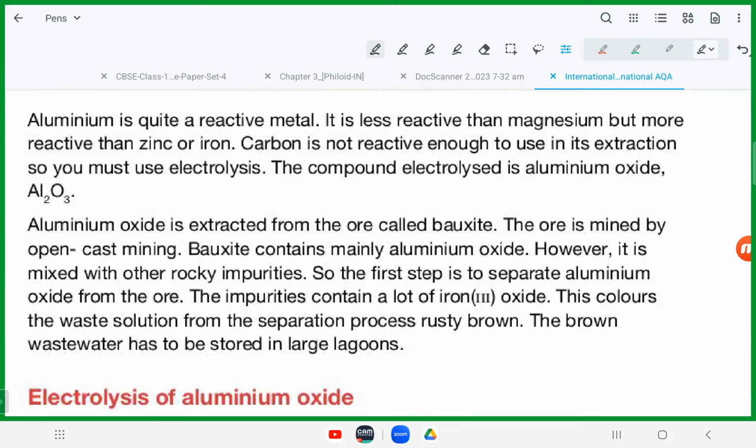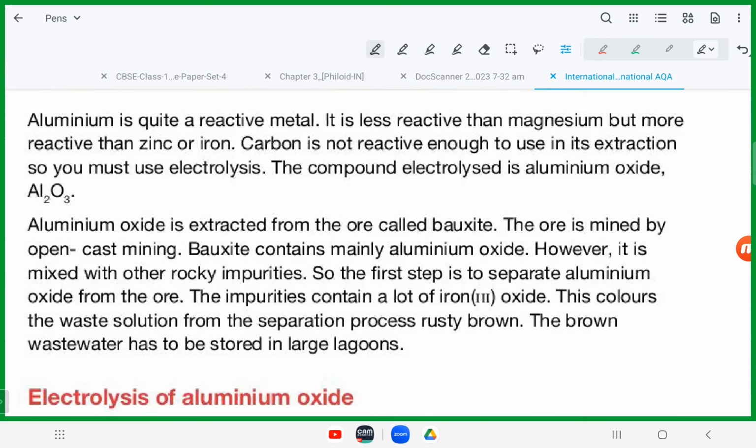Bauxite contains mainly aluminium oxide, however, it is mixed with other rocky impurities. So the first step is to separate aluminium oxide from the ore. The impurities contain a lot of iron(III) oxide, which colors the waste solution from the separation process rusty brown. The brown wastewater has to be stored in large lagoons.